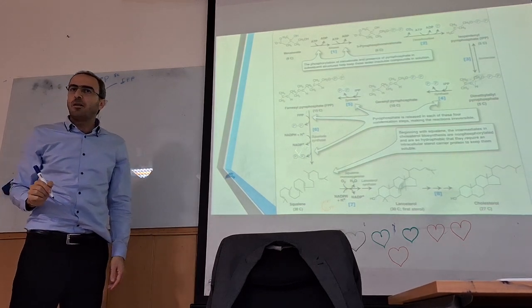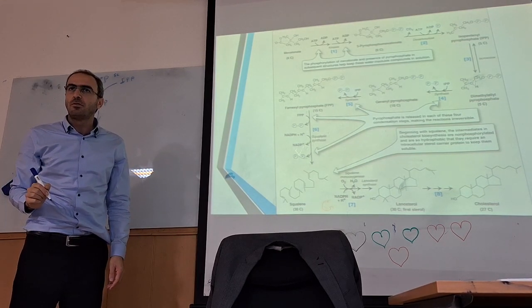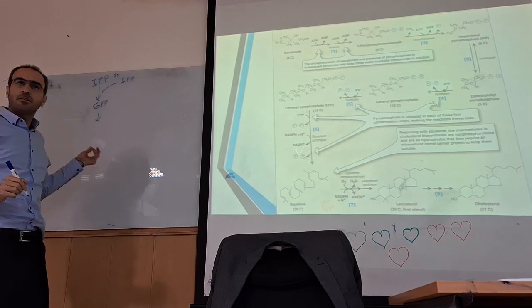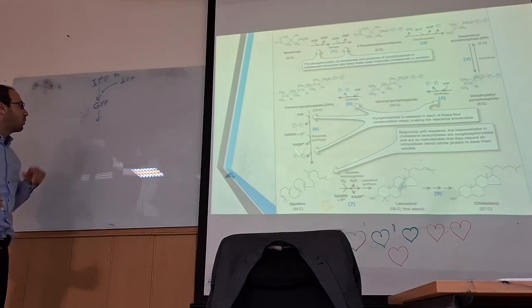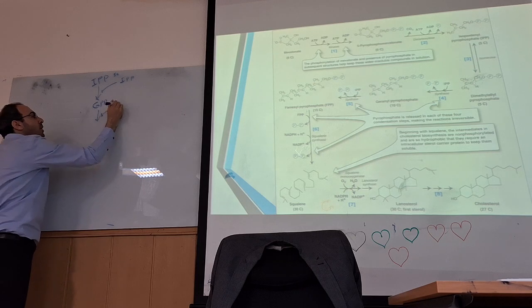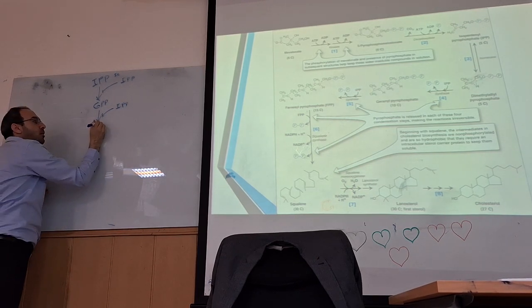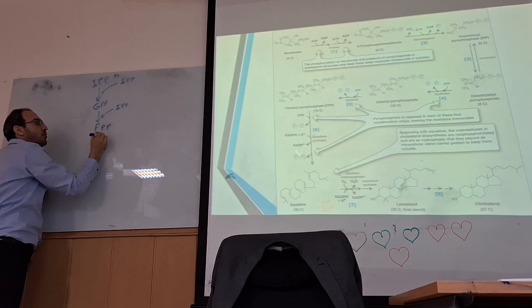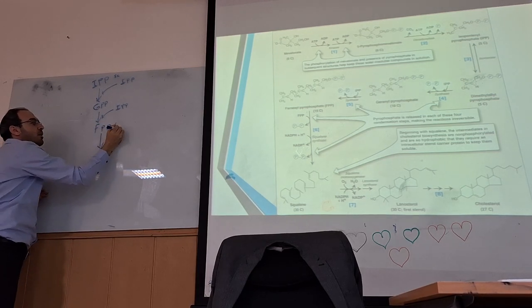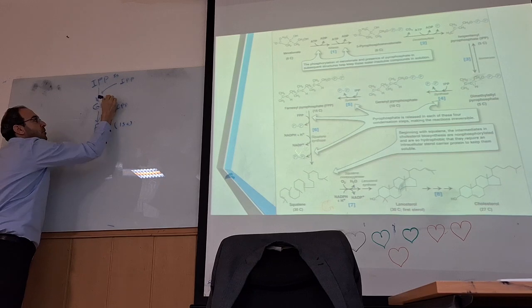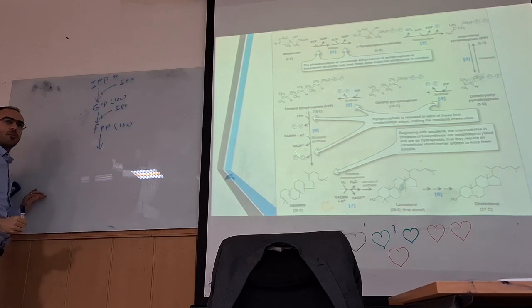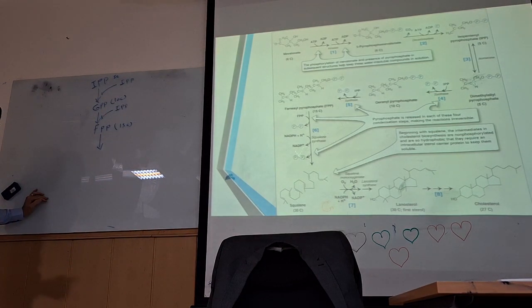Can you remember how many carbons there were in cholesterol? 27. Is it enough for cholesterol? No. Then again, one IPP is added, and it becomes farnesyl pyrophosphate. Farnesyl pyrophosphate has 15 carbons. Again, it's not enough for 27.